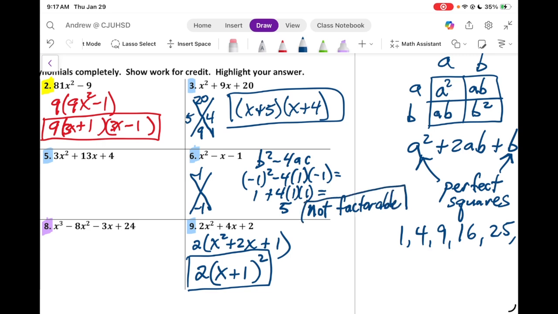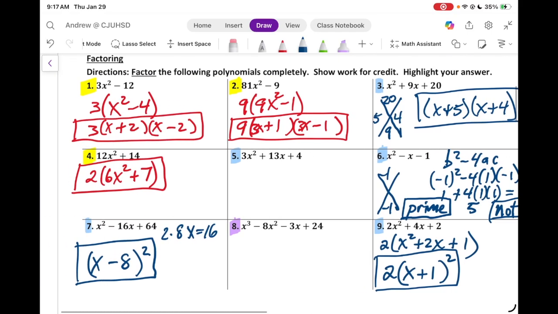I can't do it. But sometimes also people will write prime, because a polynomial can be prime if it is not factorable, just like numbers. Check to see which one your teacher prefers.